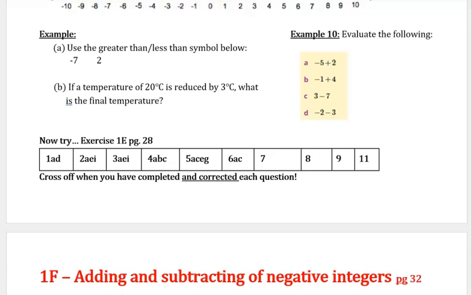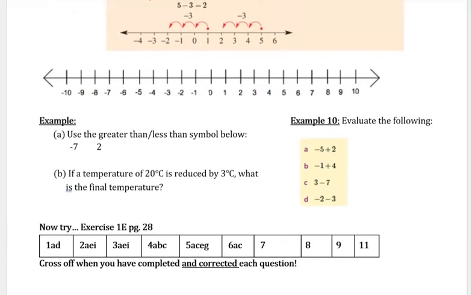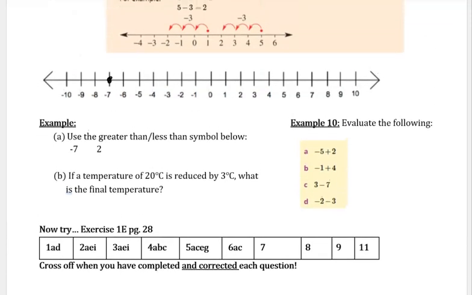So for this example, we're going to use the greater than or less than symbol. Is -7 greater than or less than 2? 7 looks like it's greater, but -7 is way over here, and 2 is there. So -7 is less than 2, because it's way far down the number line. How many less than 2 is how many jumps that I just lazily did but didn't count.